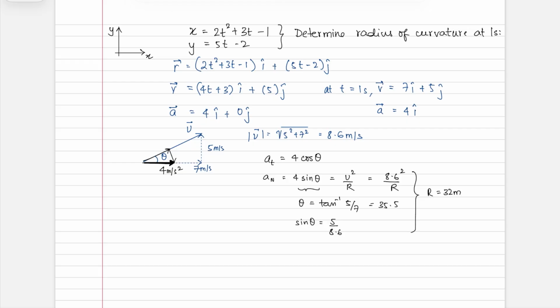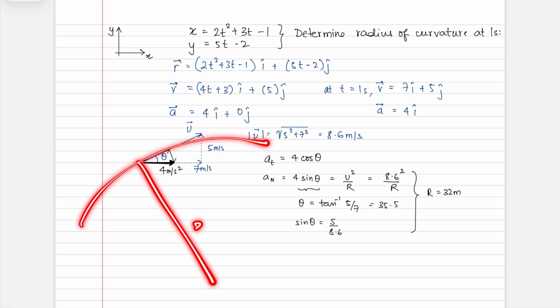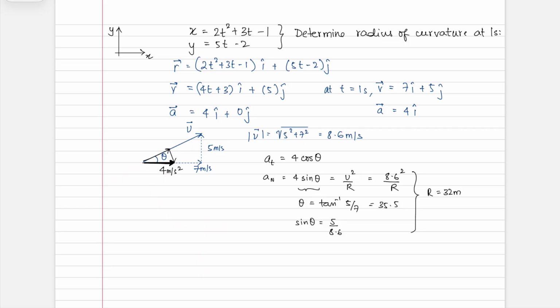So that means that as it's executing its motion, in a motion that is defined in this way, we have found the velocity, we have found the acceleration, we looked at the component of acceleration along the direction of velocity, that is a tangential component. We don't really care about that because it's asking for radius of curvature. So now we found the component of acceleration that is perpendicular to the velocity, that is this here, which is going to be equal to v squared by r. And from that, we found r as a radius of curvature, which means as it's executing this motion, that'd be a circle whose radius is 32 meters, which represents the radius of curvature at this instance.